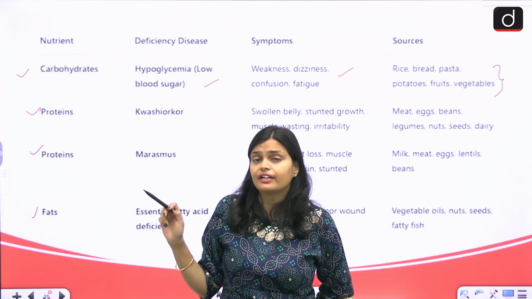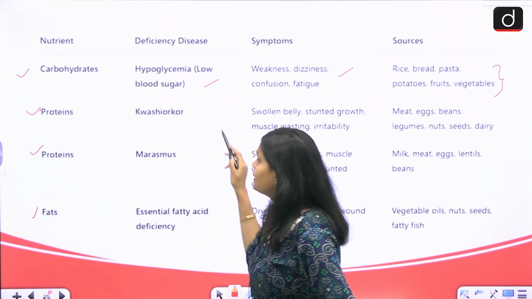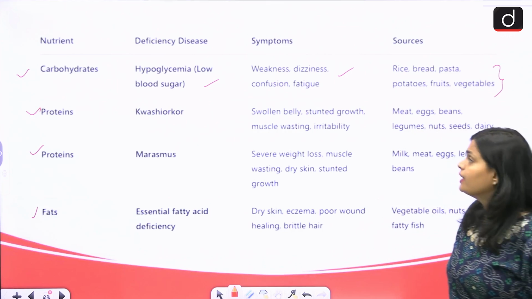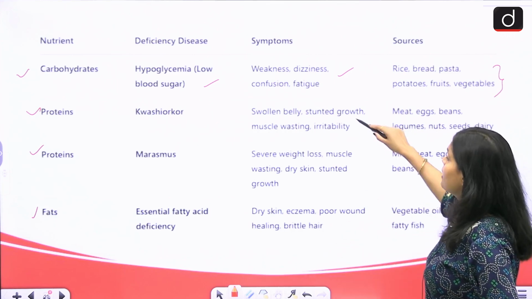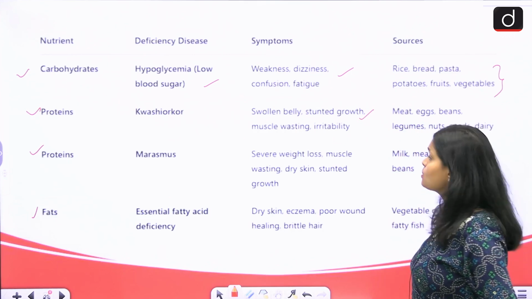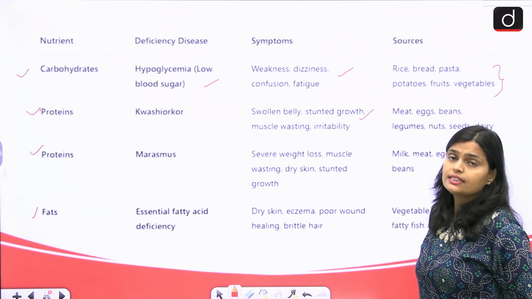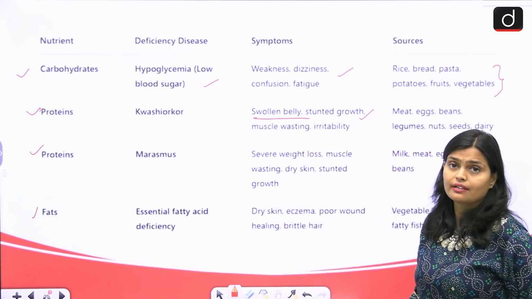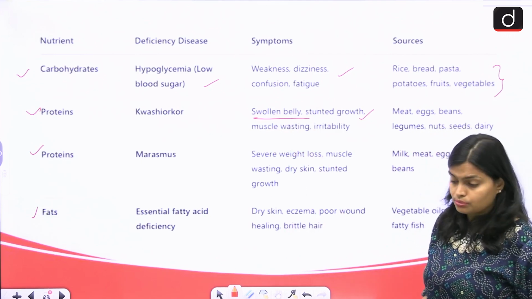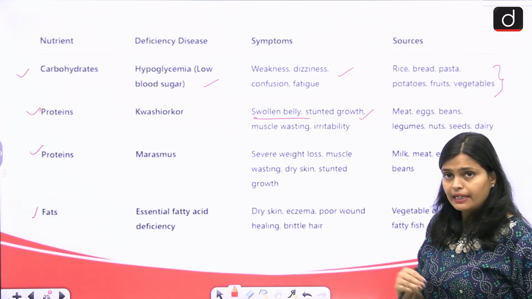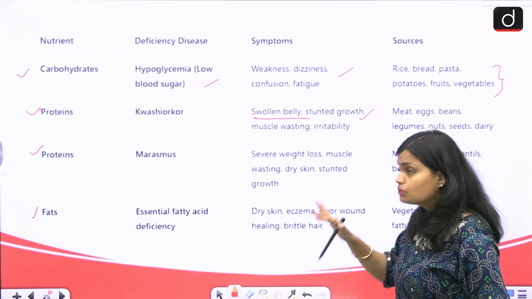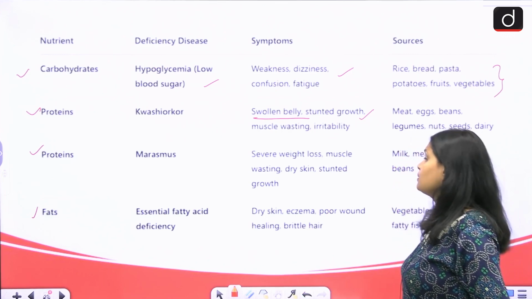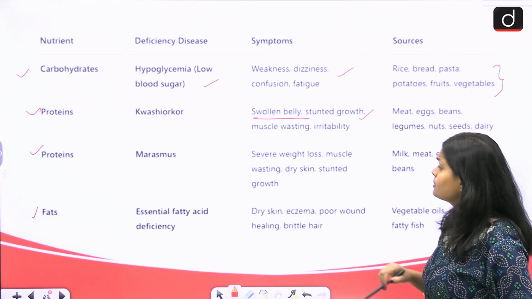Now a person having deficiency of protein suffers from two types of disease, kwashiorkor and marasmus. Okay, in kwashiorkor what happens? They have a swollen belly, stunted growth, muscle wasting, irritability, right. जब क्वाशियोरकर होता है ना बच्चों में, तो उनका जो पेट है वो बहुत ज्यादा निकल जाता है, swollen belly, हाइट छोटी हो जाती है, मसल बहुत वीक हो जाते हैं, हैंड और लेग के मसल्स बहुत पतले होते हैं। Then marasmus में क्या होता है?